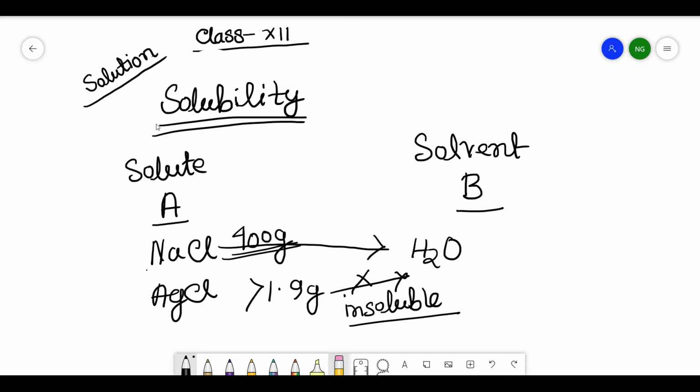So there are two types of solutes. One is easily soluble in water, that means this much amount is easily soluble in water. But here it is a very small amount of solute which can easily dissolve, and greater than this, it will not dissolve.